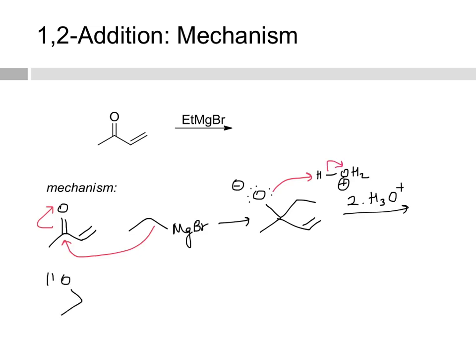And so our final product is going to be this tertiary alcohol. Overall, we've done addition of ethyl magnesium bromide in a 1,2 addition pattern and formed an alcohol compound. We have not affected this alkene.